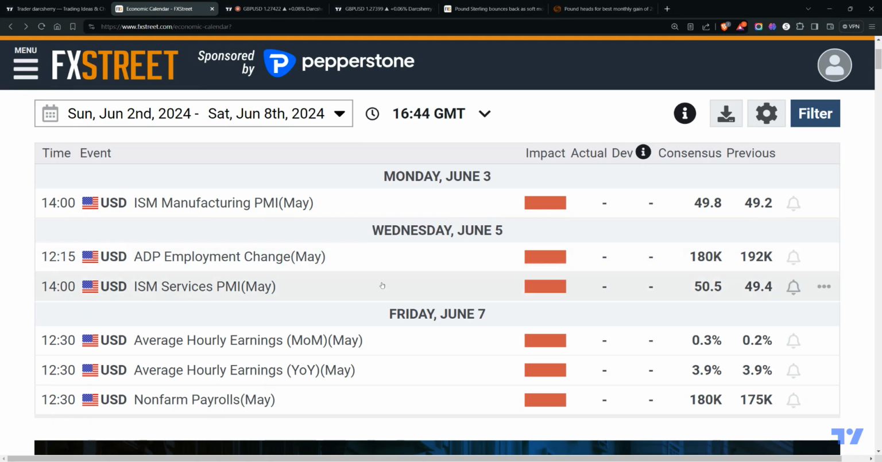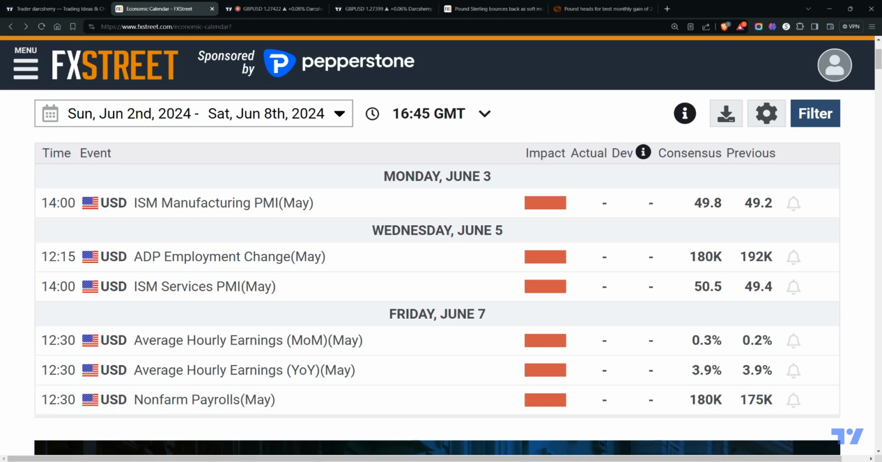Then on Wednesday, we are going to be looking at the ADP employment change, which is considered to be another significant event, a monthly economic report that provides us with an estimate of the change in non farm private employment in the United States. Then on that same day, we are going to be looking at the ISM Services PMI, a key economic indicator that measures the performance and expectations of the service sector in the United States.